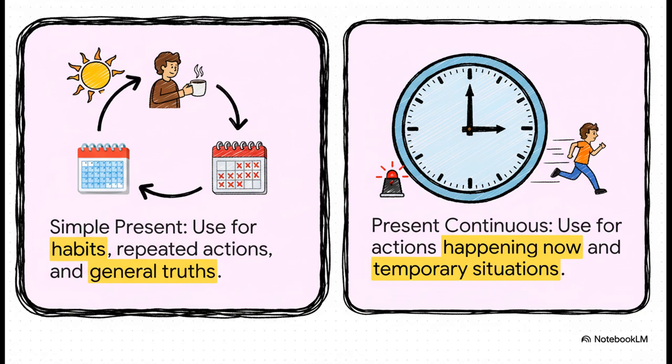So here's the bottom line. Simple present, that's for permanent stuff, for habits, for things that are always true, like the sun rises in the east or I drink coffee every morning. Present continuous, that's for temporary stuff, for what's happening now or for a limited time, like it is raining outside or I'm working on a project this week. Permanent versus temporary, that's the key.